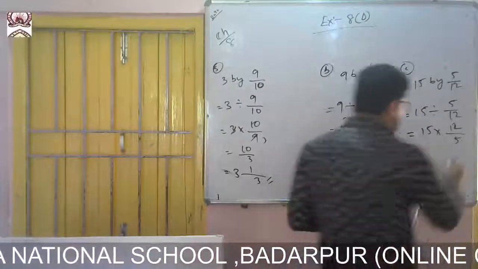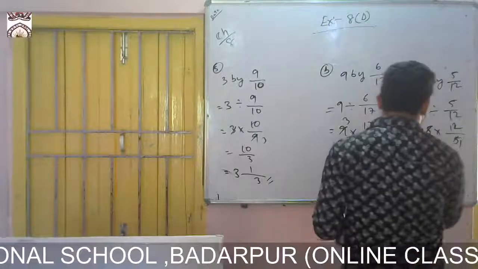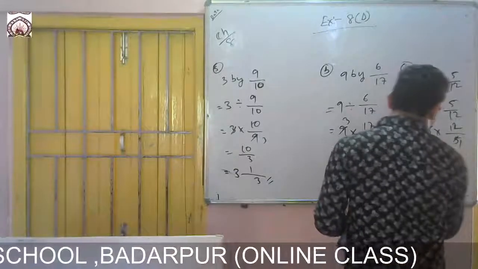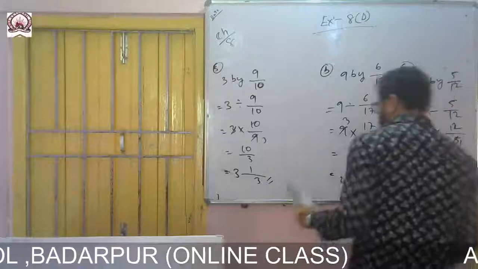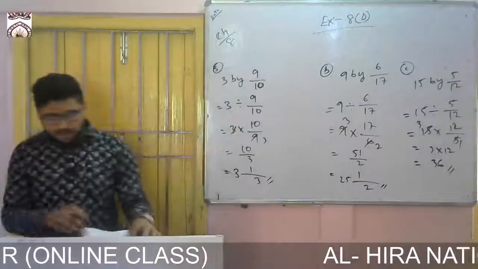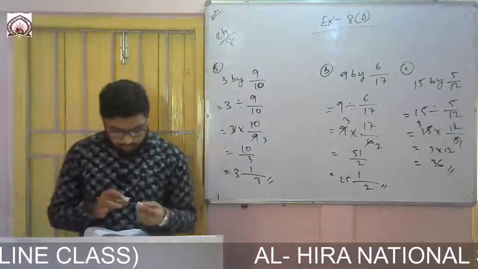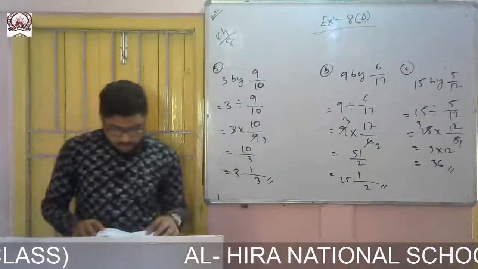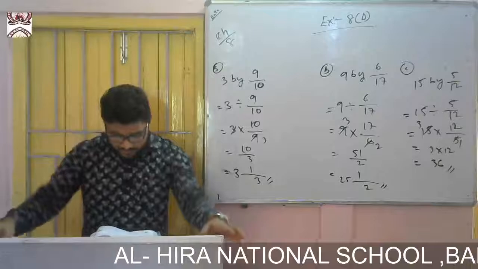So now you can cancel. 5 1s are 5, 5 3s are 15. So remain 3 into 12. It is 36. So 36 is the required answer. Okay. So now come to question number 6.